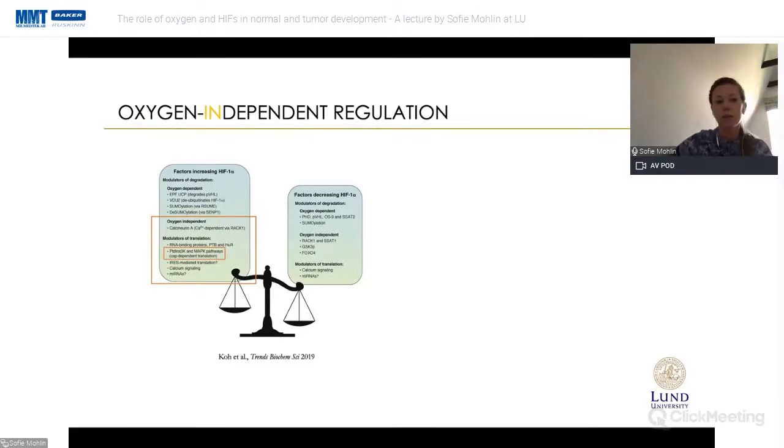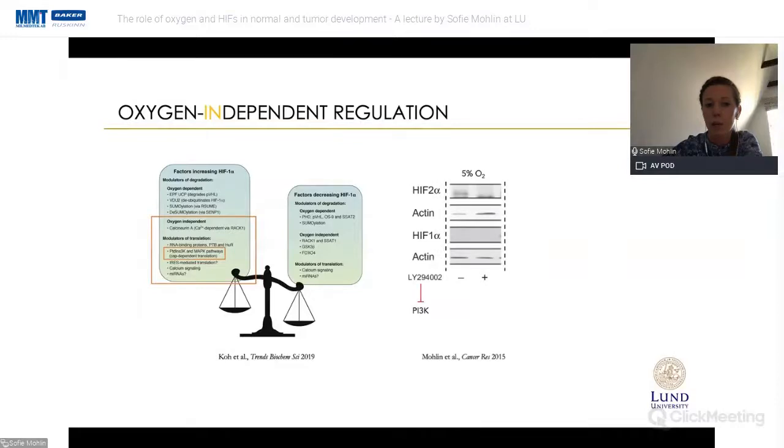One of the ways that this can happen is via signaling pathways, including the PI3 kinase pathway. And PI3 kinase is also something that will come back in my presentation from our work. Here, this is just to show that at oxygen levels of 5% oxygen, where we have oxygen, HIF2 should not be expressed, but it is. And when we inhibit the PI3 kinase pathway using this conventional LY inhibitor, we completely ablate HIF2 expression.